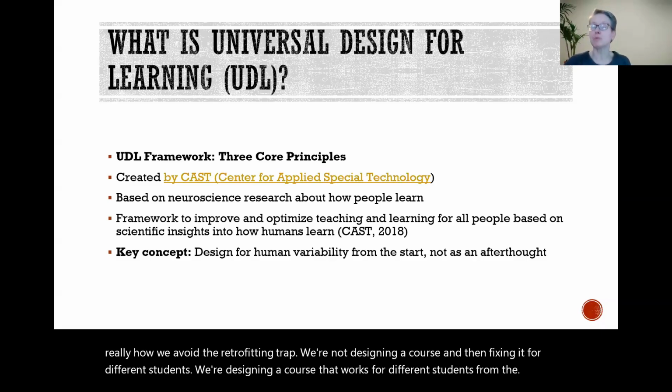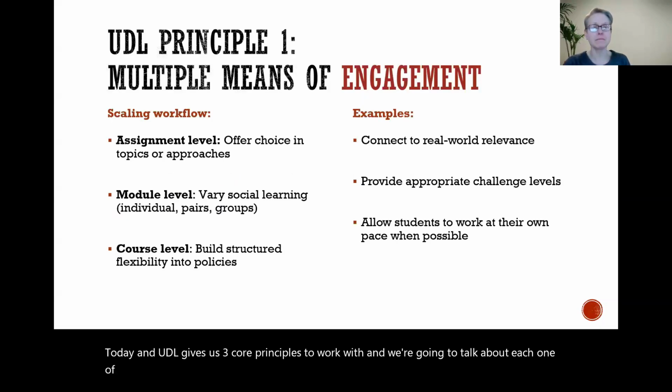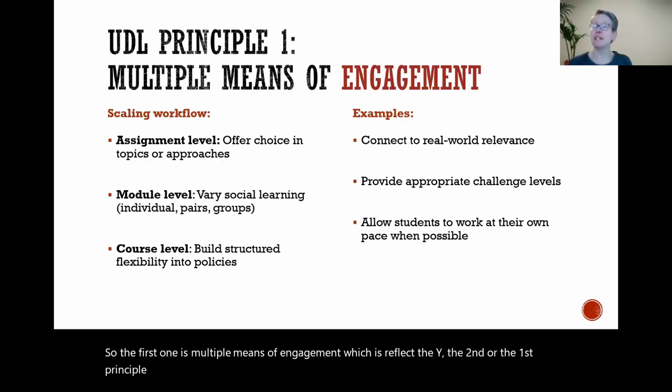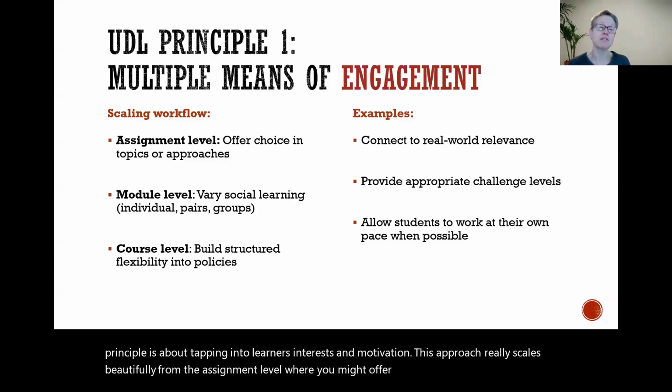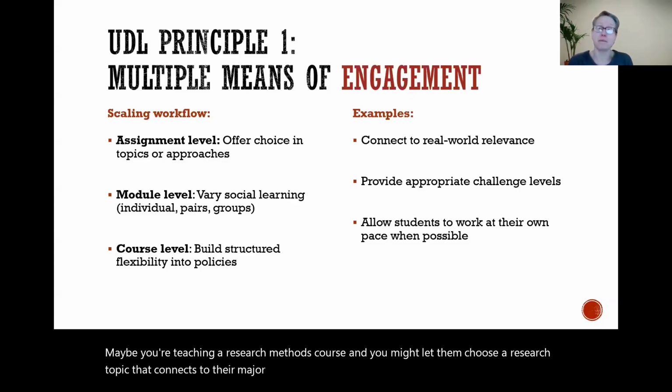And UDL gives us 3 core principles to work with, and we're going to talk about each one of those. So the first one is multiple means of engagement, which is sort of like the why. The first principle is about tapping into learners' interests and motivation. This approach really scales beautifully from the assignment level, where you might offer choices in topics or approaches. Maybe you're teaching a research methods course, and you might let them choose a research topic that connects to their major interests, or their major.